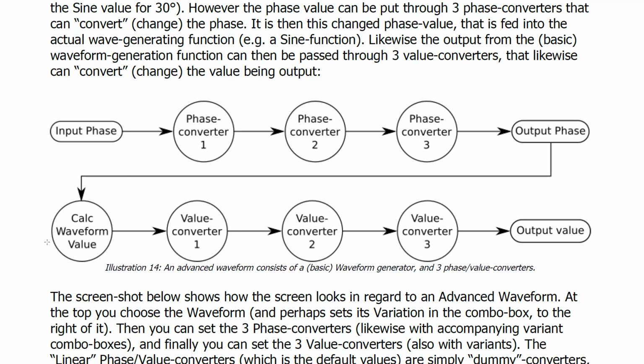Then that phase is passed on to the basic waveform algorithm, and it will calculate a value in the range from -1 to +1, and then that value passes through three value converters, and each value converter will take this input in the range from -1 to +1 and change it to another value also in the same range from -1 to +1. So let's see how it appears in the software.